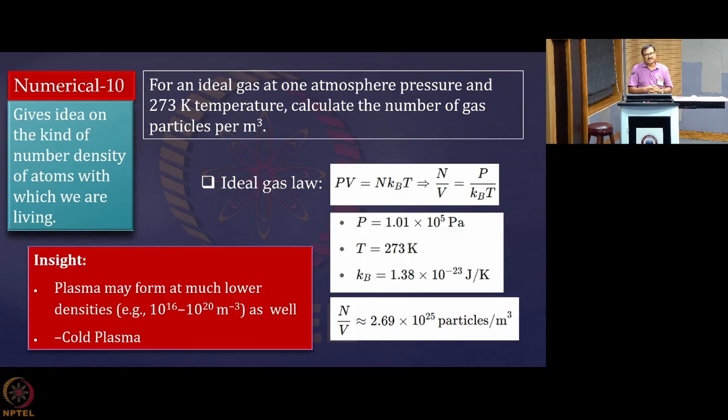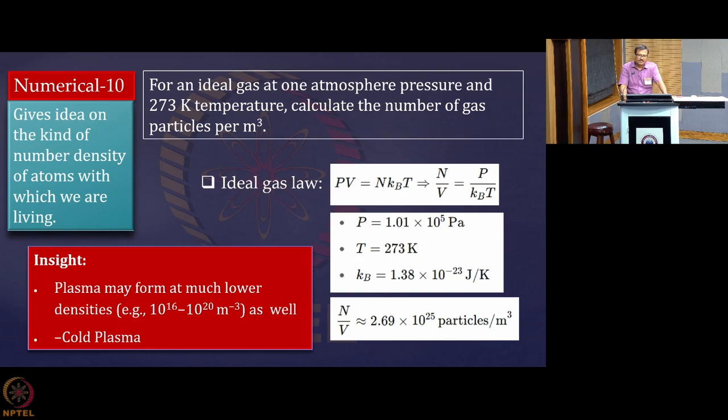So the problem is stated like this: for an ideal gas at 1 atmosphere and 273 degree Kelvin temperature, calculate the number of gas particles per meter cube. So we are applying the ideal gas law. It is just to tell you the way we can find it out very easily. You don't even need to remember it. If you just remember the principle, you can find out that number density in just half a minute or so.